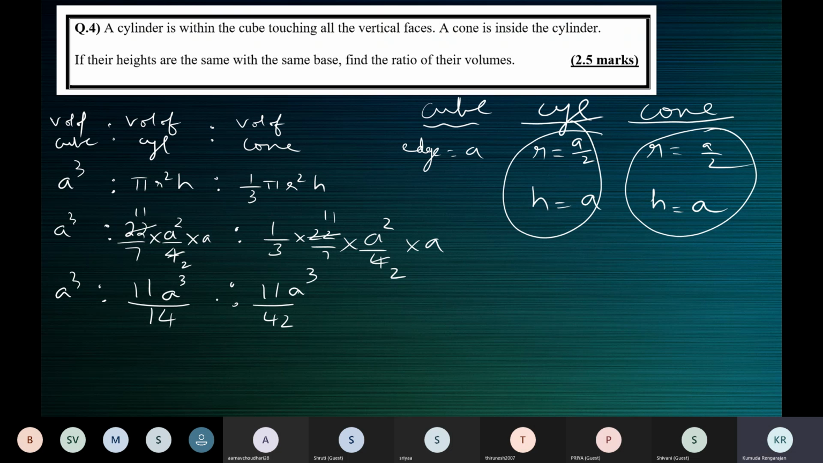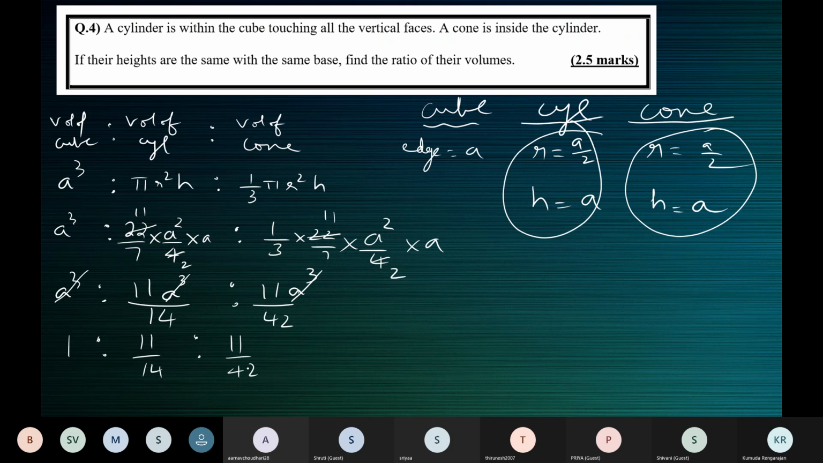Now you can see that all the three expressions have A cubed in them. So you can divide by A cubed throughout. A cube gets cancelled everywhere. So the ratio is 1 is to 11 by 14 is to 11 by 42.